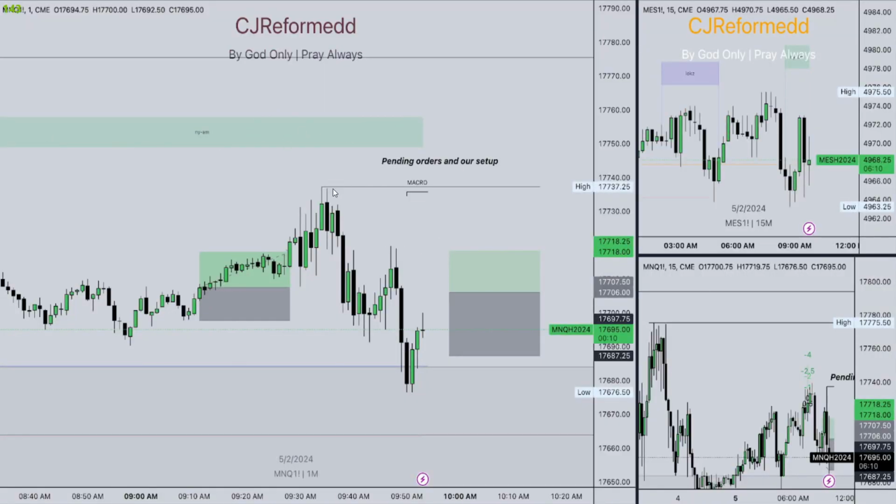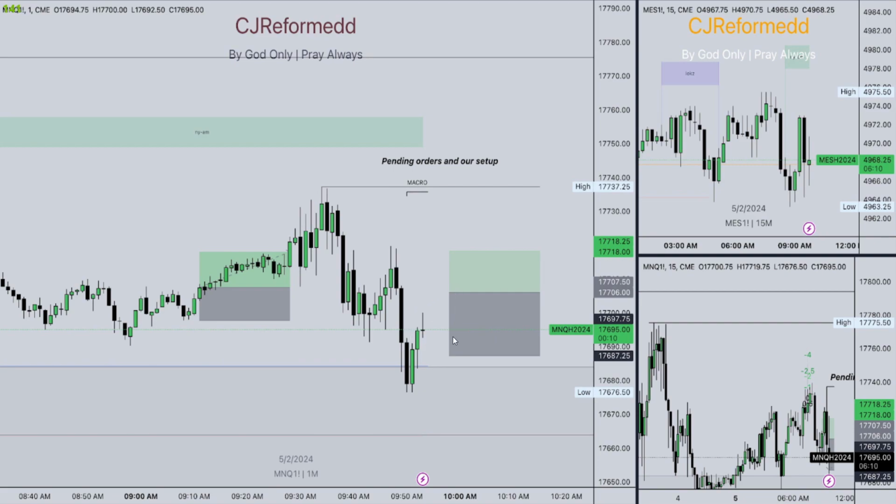So, as you can see, right here, it was about 9. This was before news. I said pending orders and our setup. We had equal highs that we wanted to target. As you can see, we just continued down. This was an area of interest. I believe it was the higher time frame fair value gap that we tapped into.